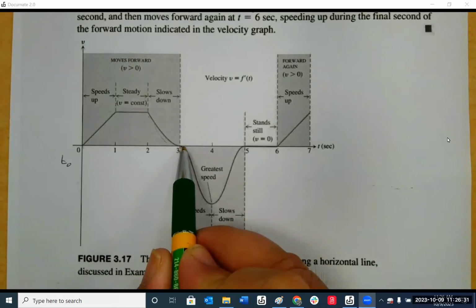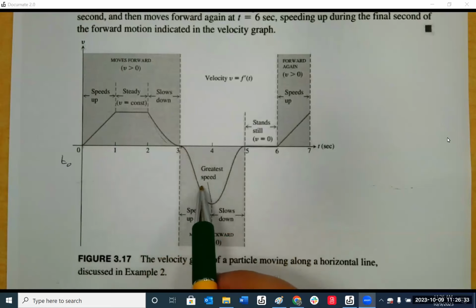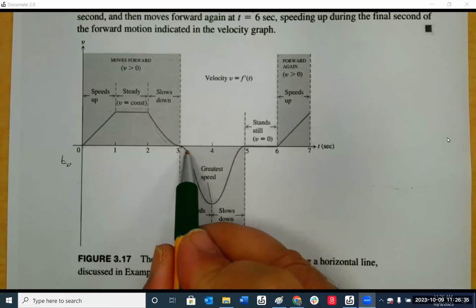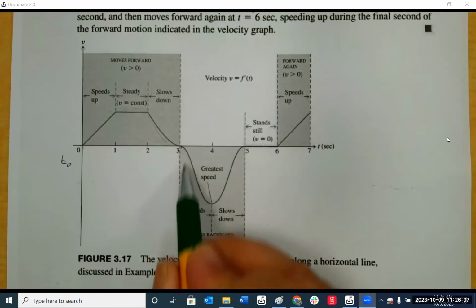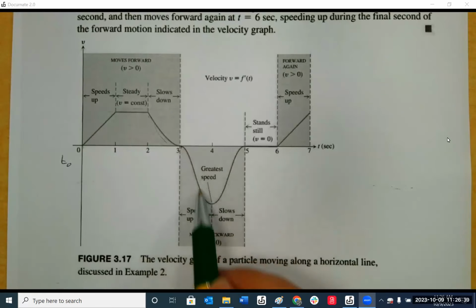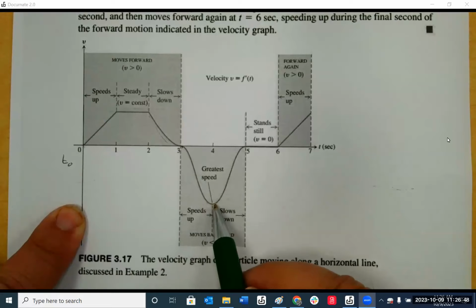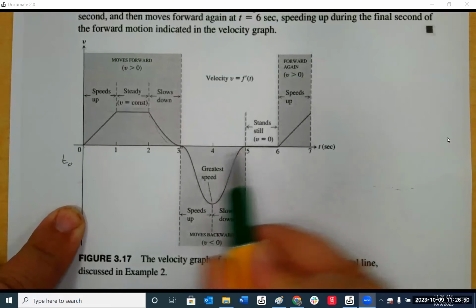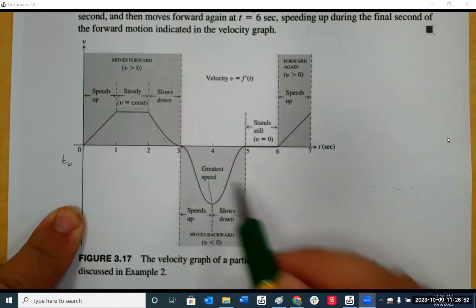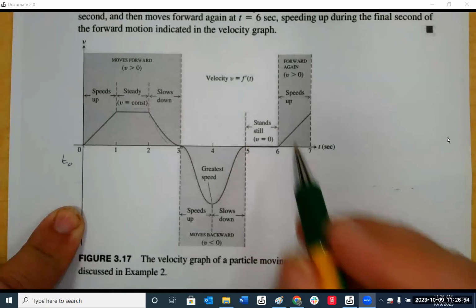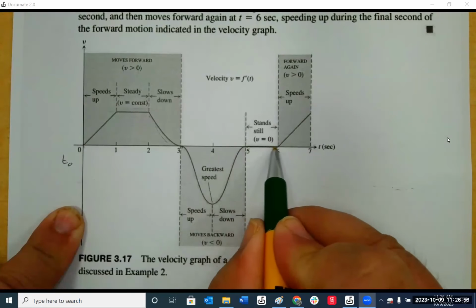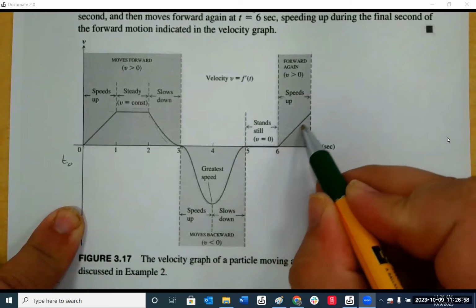Now, when we move backwards, we're now negative. But why this dip here, since we're going negative, means we're accelerating backwards. So that's why this goes deeper. So this means we're speeding up going backwards. And this means we're slowing down going backwards. Then we stop for a while, catch our breath, and we take off again.